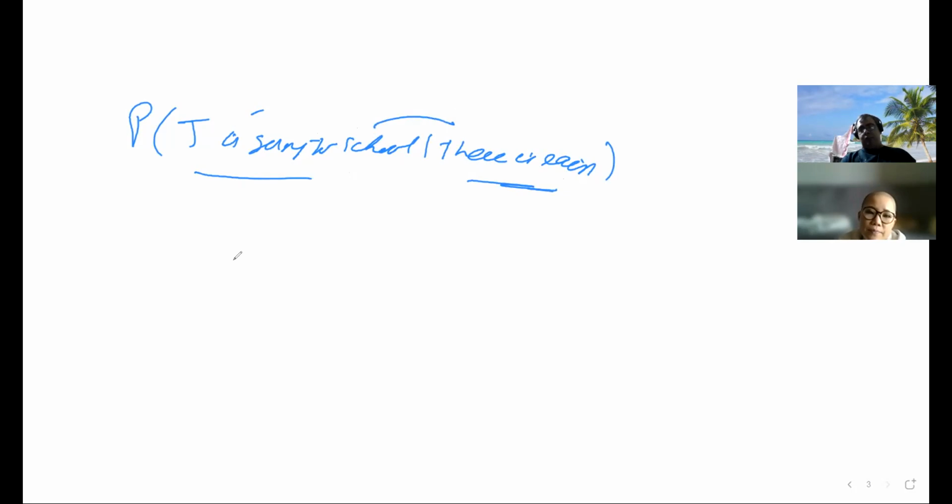I am not saying that Jack is going to school and there is rain. If I say Jack is going to school and there is rain, then it is a joint probability. But when I say that Jack is going to school and it is given that there is rain, then it is a conditional probability.